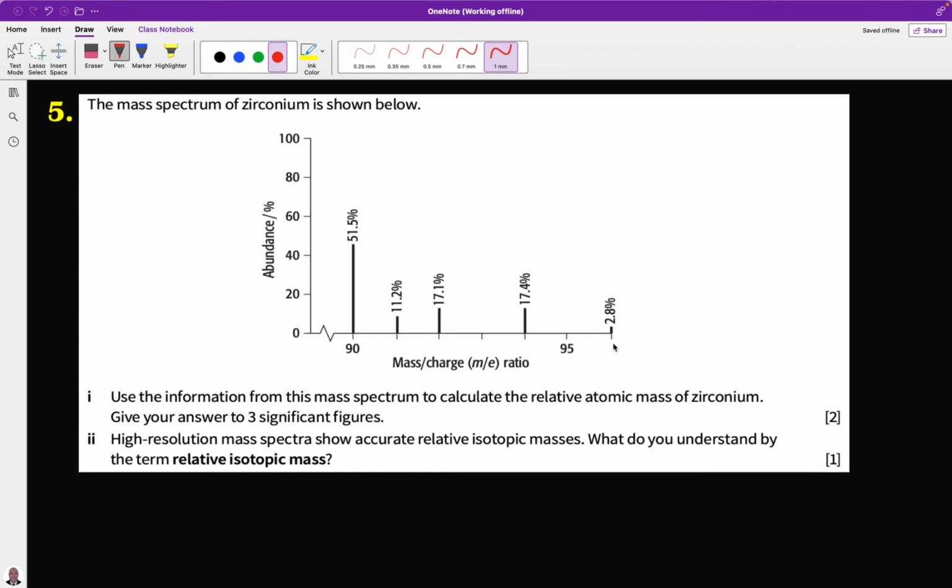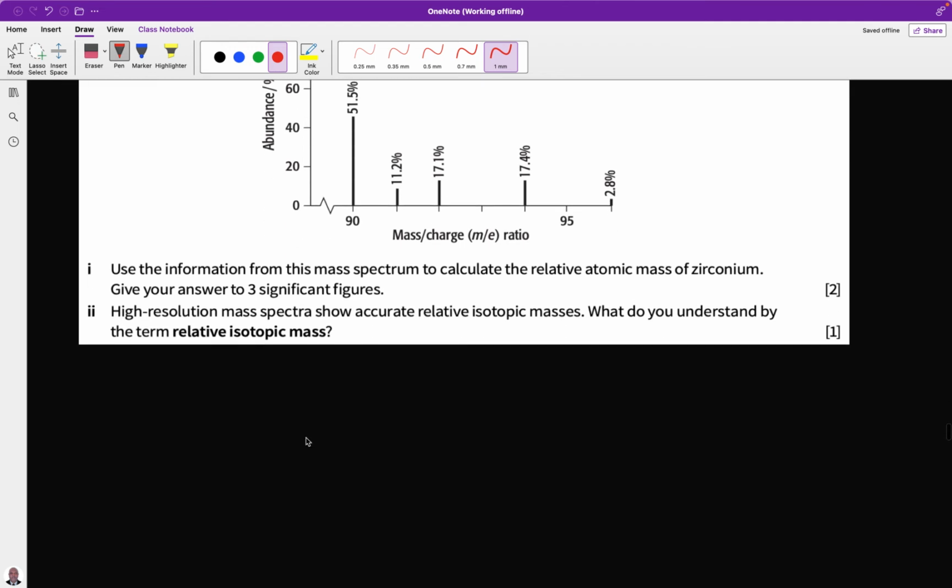There's nothing for 95. For 96, the percentage abundance is 2.8 and the atomic mass unit is 96. When you do all this and add them, you divide by the total of the percentages, which is 51.5, 11.2, 17.1, 17.4, and 2.8. When you divide, you will have your relative atomic mass. Let's get started.